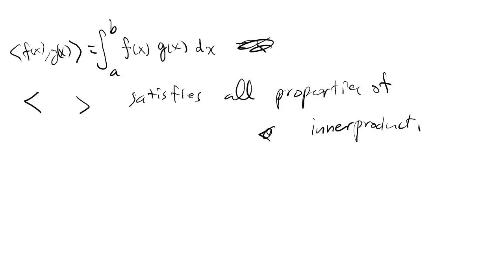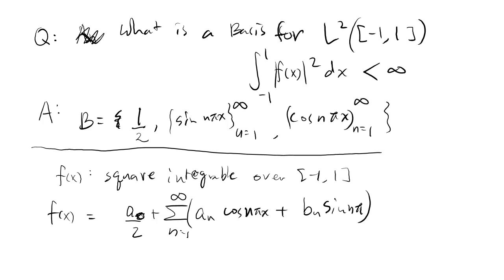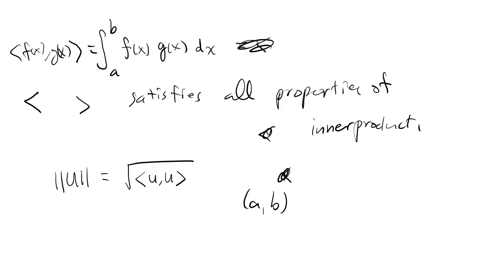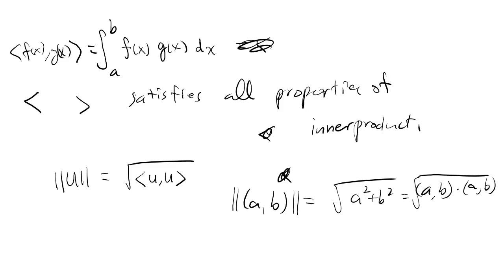So when I said before that this set over here is orthonormal, it means that, well, if you have an inner product, you have the following thing. First, you can talk about the norm of any vector as the square root of u inner product with itself. Recall that's true, right? If you have a comma b in two-dimensional space, what's the norm of this? This is really square root of a squared plus b squared. That's exactly the same as a comma b dotted with a comma b, and then you take the square root, right? So this is always true.